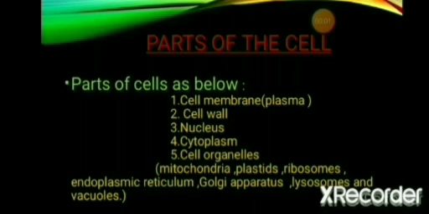Parts of cells are as below. Cell membrane, which is known as plasma membrane. Cell wall, nucleus, cytoplasm, cell organelles. These are the major parts of the cell. In this, cell organelles are mitochondria, plastids, ribosomes, endoplasmic reticulum, Golgi apparatus, lysosomes and vacuole. The major cell organelles are in the cytoplasm. Now we learn the structure and function of each and every part.